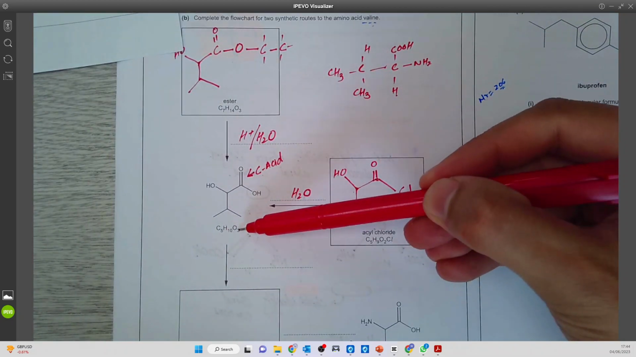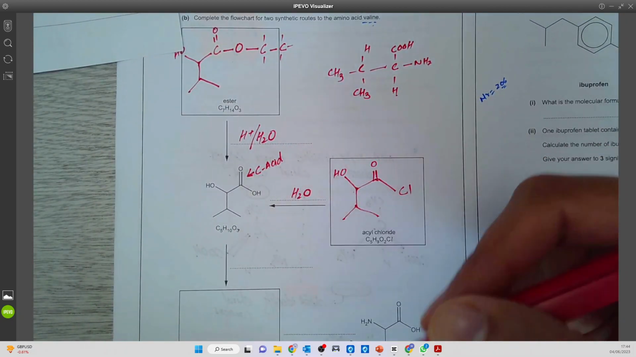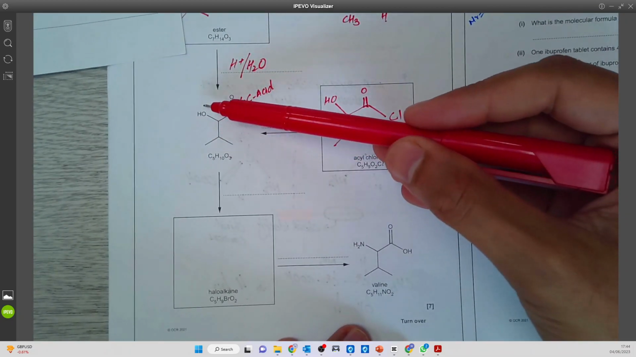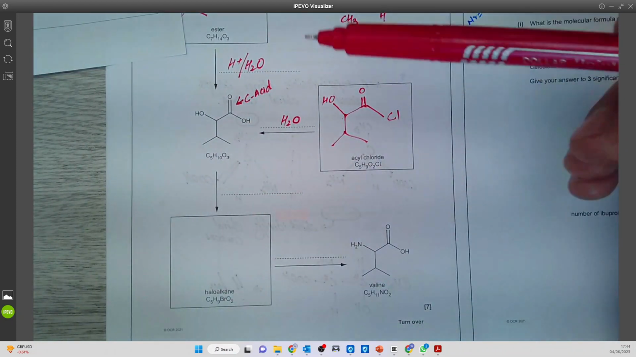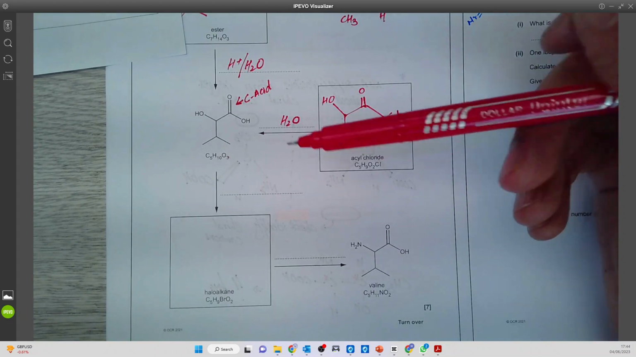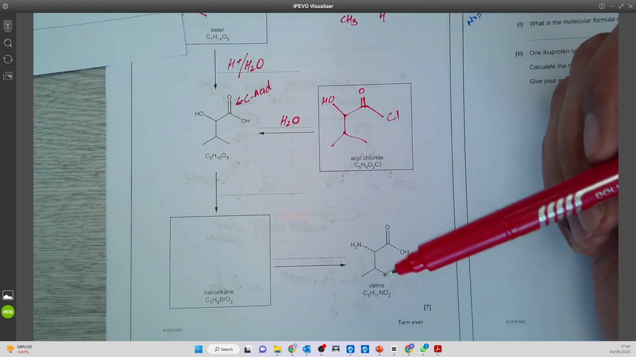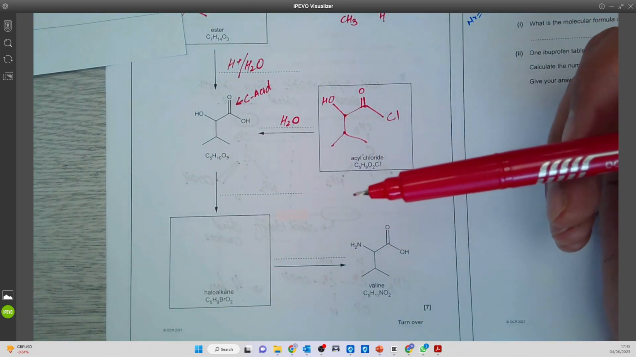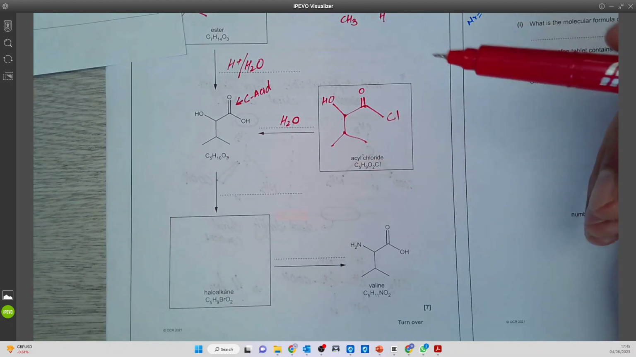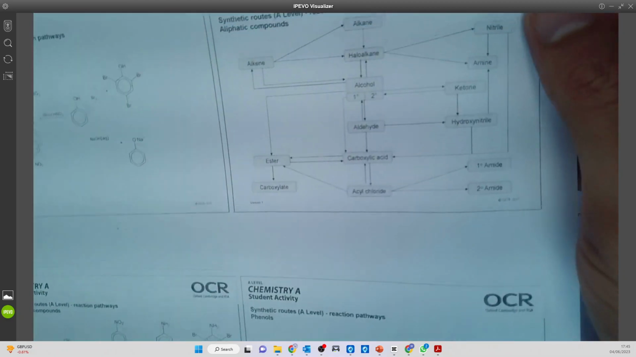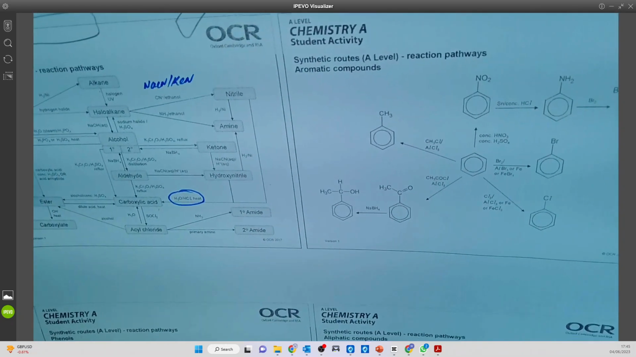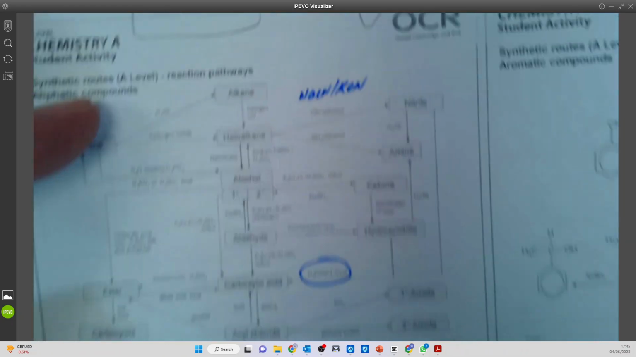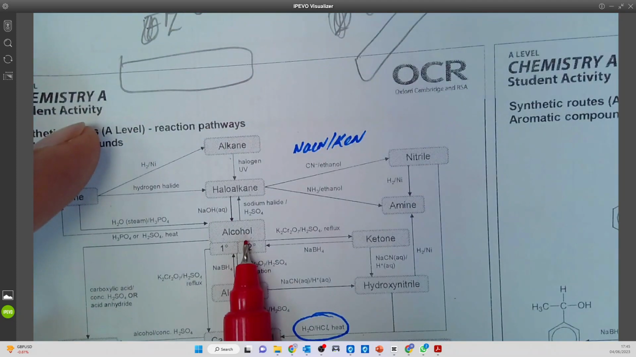Now, if I look at this and this, they both have only one difference. And the difference here is this OH, one hydrogen has been removed and one oxygen has been removed. So what did I do? I've converted this into haloalkane. Alcohol has been converted into haloalkane. How do I do that? It tells you here, alcohol back to haloalkane.